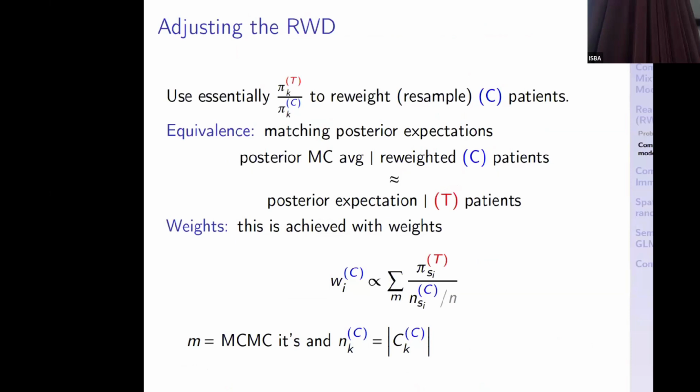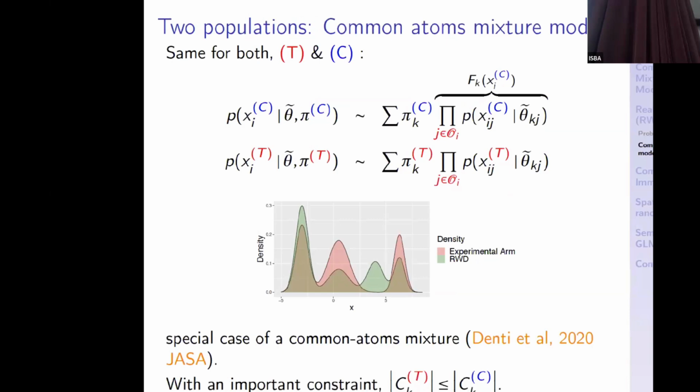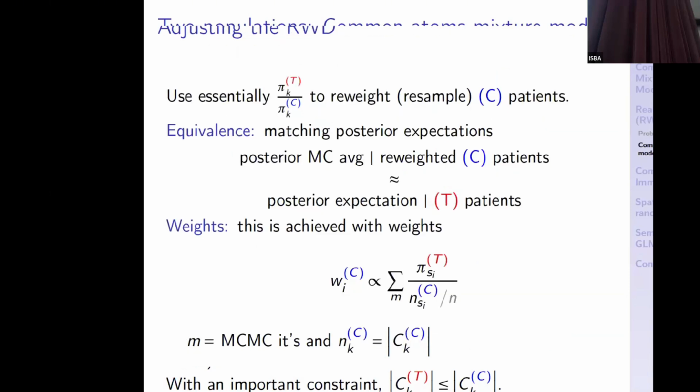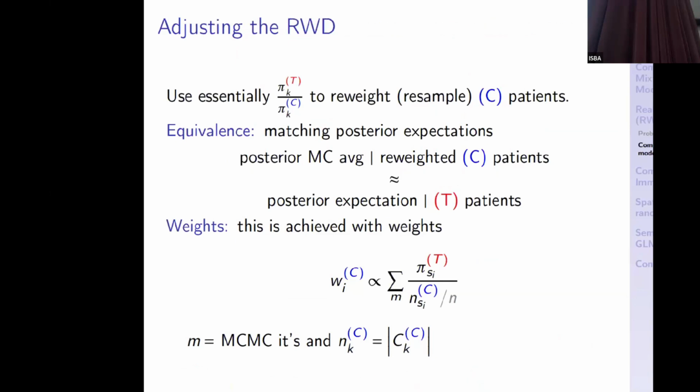I think if you stare at these two mixtures, it's already immediately plausible that when you have a Monte Carlo sample under the blue model, the appropriate reweighting would exactly be the ratio of the weights, because that's the only thing that differs, right? And you can actually formally convince yourself that it's correct. You need to use the ratio of the weights to reweight the patients.